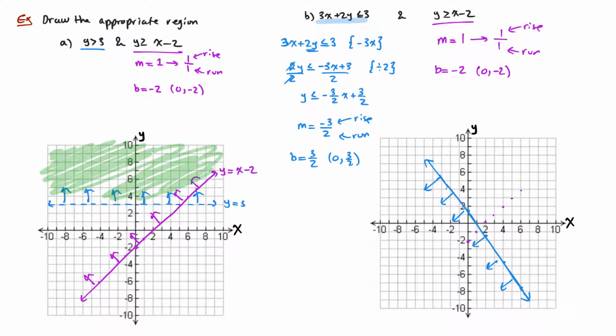So I'll put a few dots and I will join them using a solid line because my inequality says it's larger or equal, and the equal means that it is a solid line. I will say that this is y equals x minus 2. I will also say that this one over here is y equals -3 over 2x plus 3 over 2.